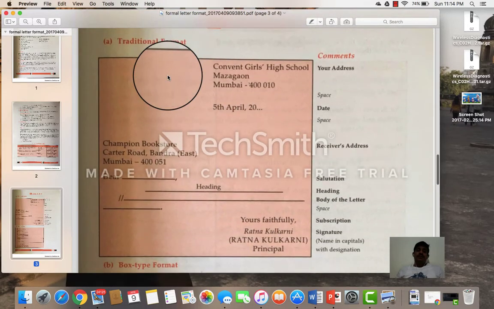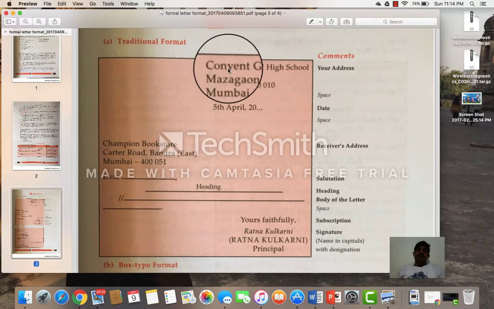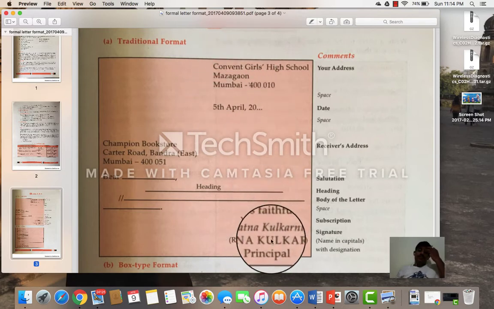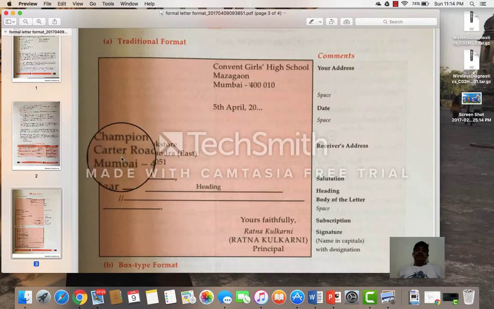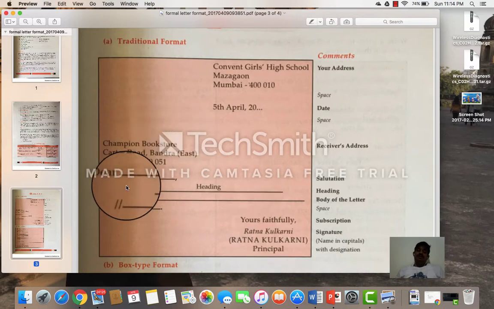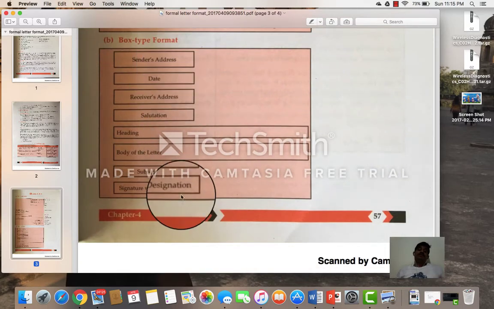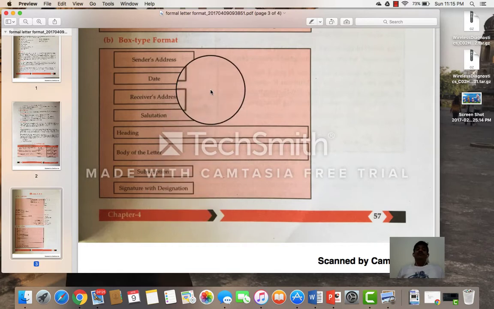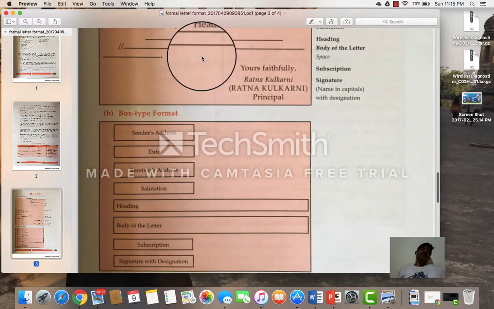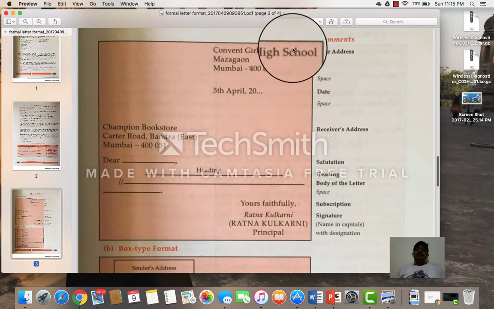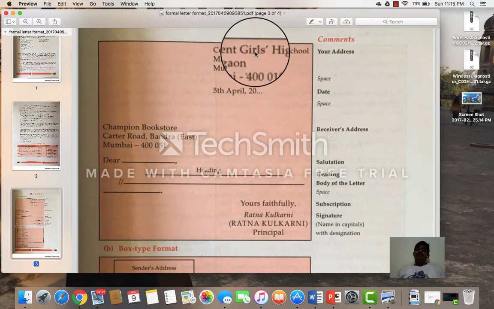In the traditional format, we have the sender's address, the date, the subscription and the name on the right side, the receiver's address and the salutation are on the left side. In the box format, everything is on the left side. So my advice for most of you is to stick to box format because you cannot go wrong here, as whatever you write is on the left side. So let us discuss each element of this format in a formal letter.